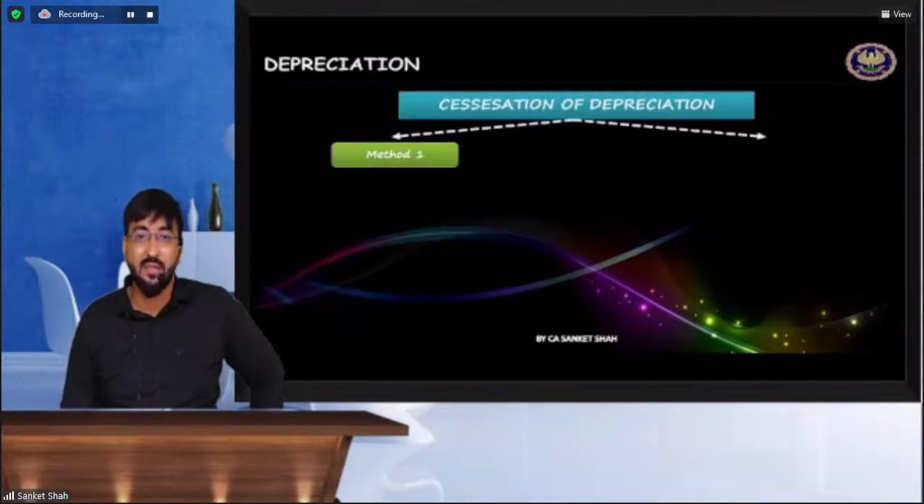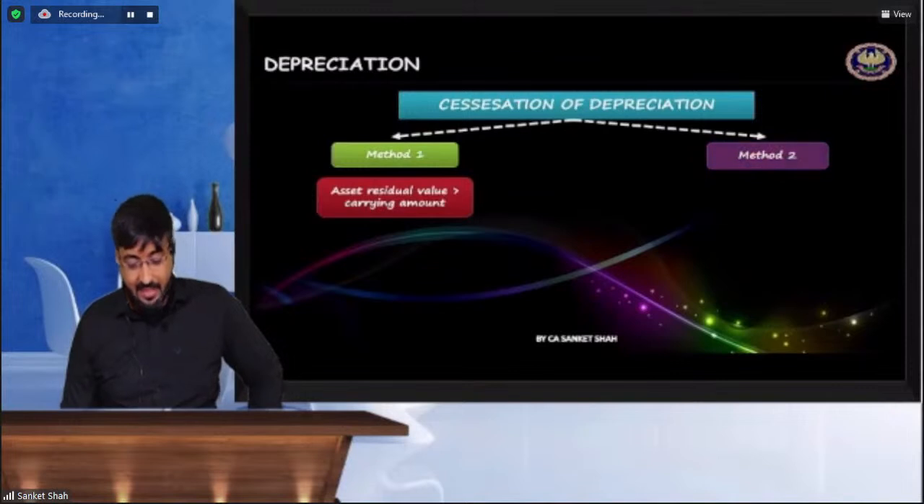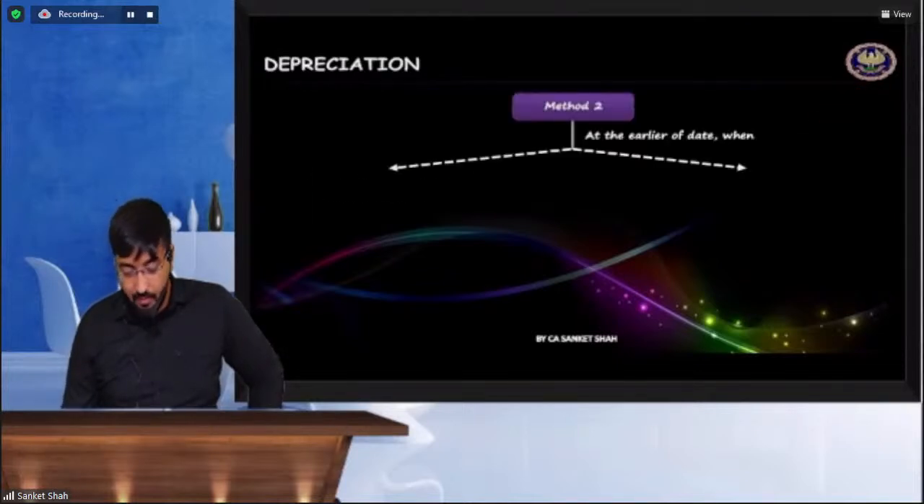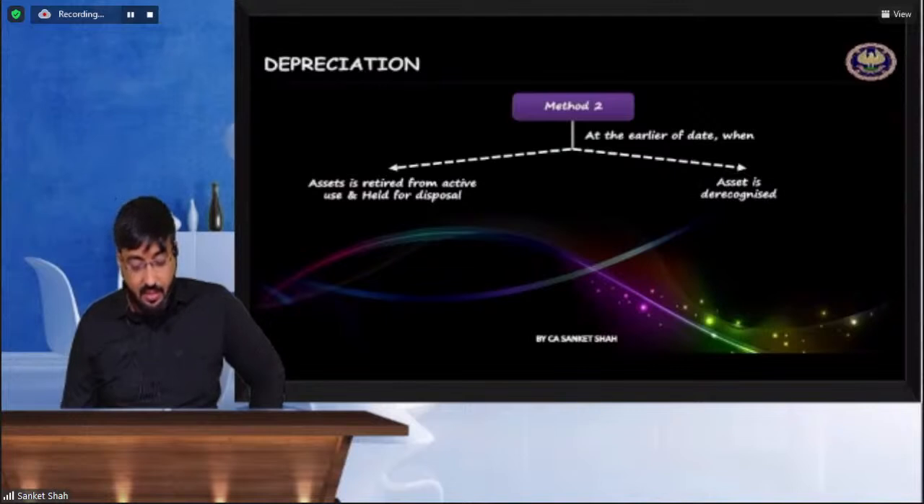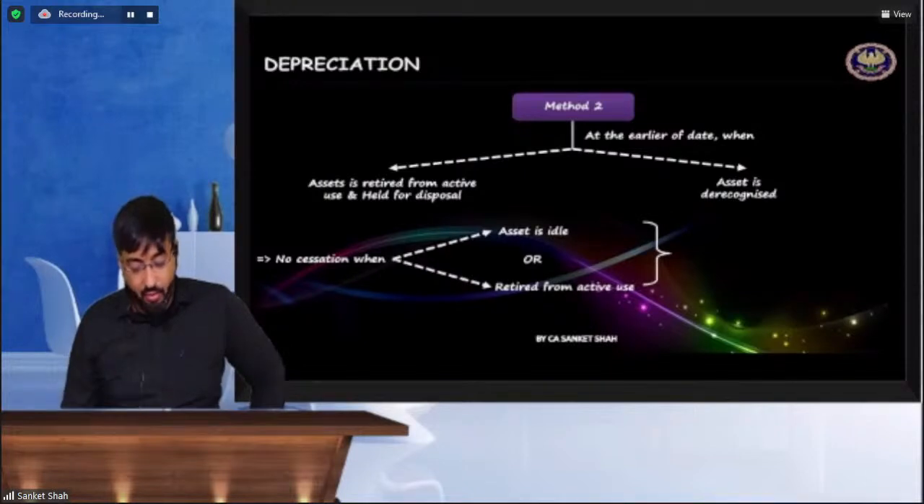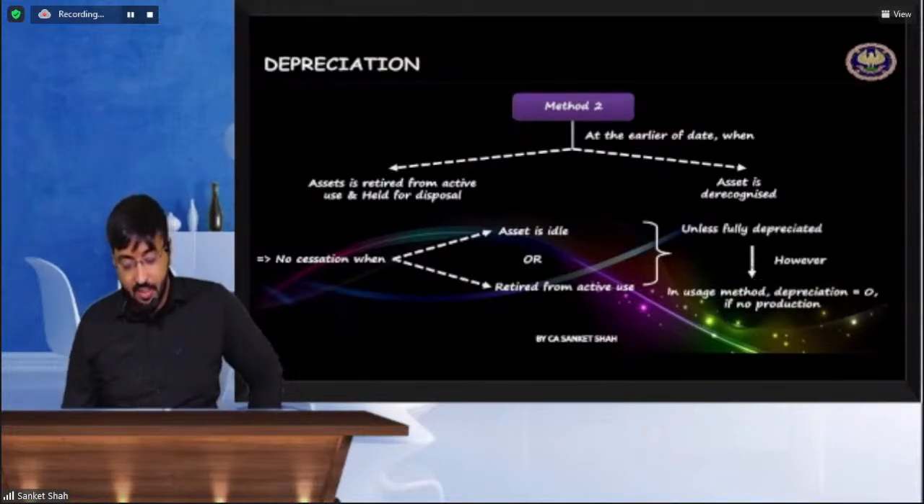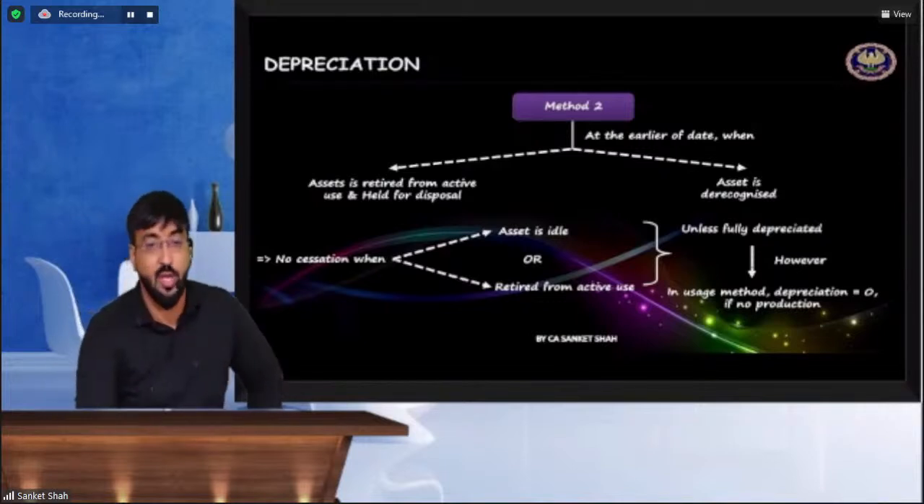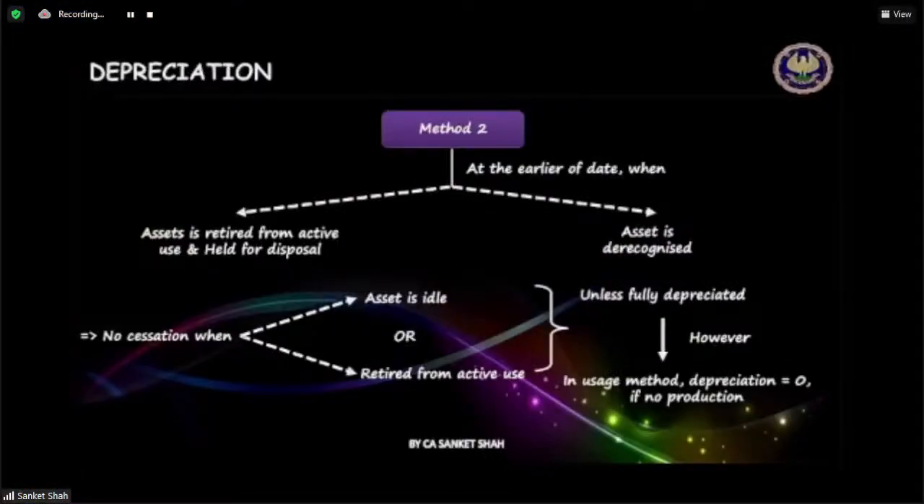And when do you cease depreciation? Method 1: when the asset's residual value is greater than the carrying amount. In that case, you are going to stop. Method number 2: when the asset is retired from active use or the asset is de-recognized, you will stop depreciation. There is no cessation when the asset is idle or retired from active use, unless fully depreciated; however, usage is 0 if there is no production. So this is an important chart for when you are going to cease depreciation. Take a screenshot.